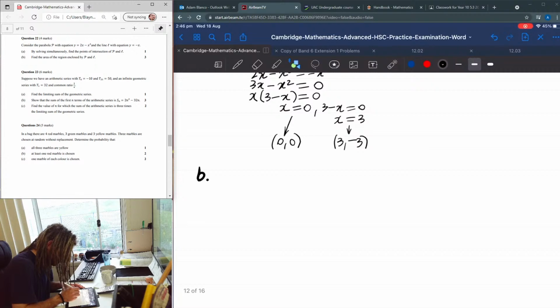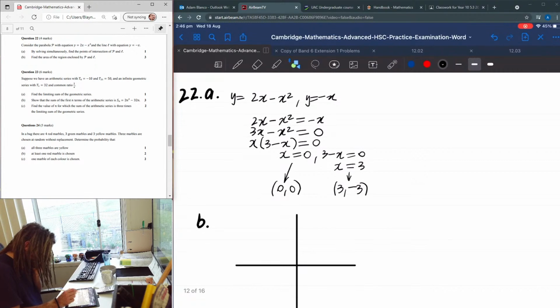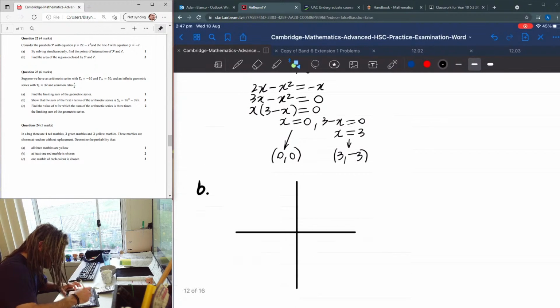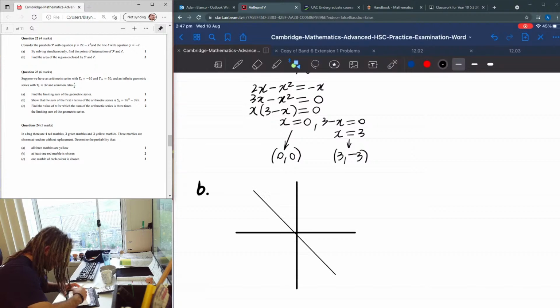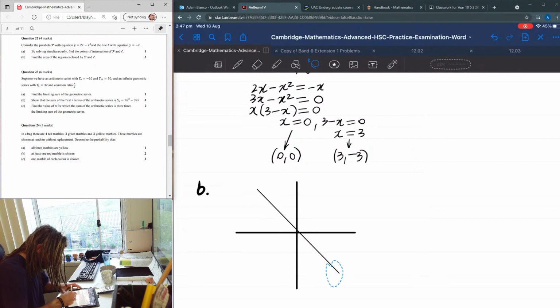So, just draw that. 2x minus x squared. Gee, I don't know what that looks like. I know it crosses at 0. Let's just draw minus x. Minus x looks like that. Now, my intersections are at 0, 0, and 3, minus 3. So here, I know this is a parabola.